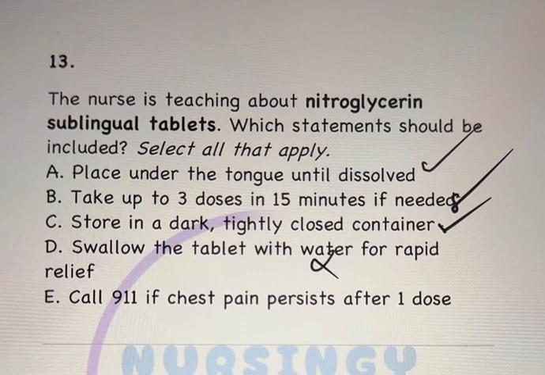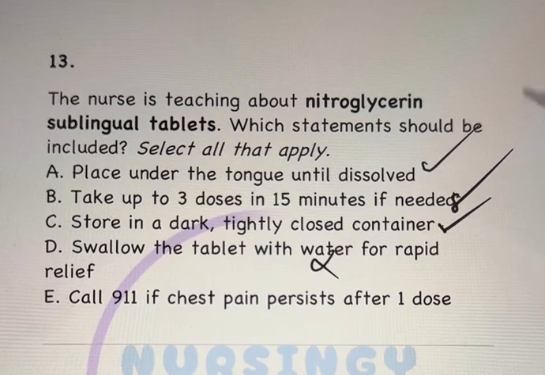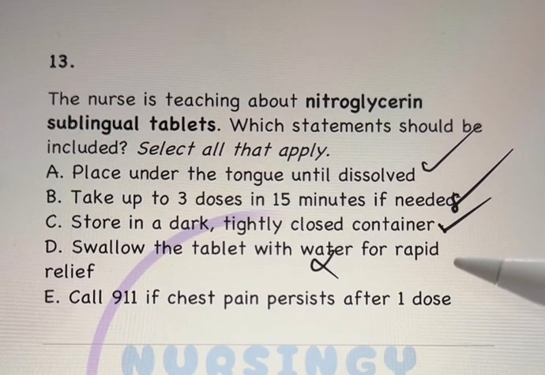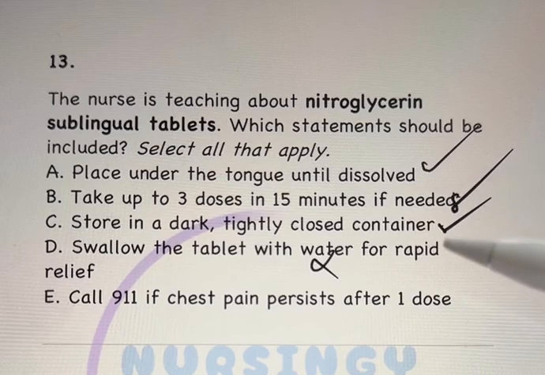Do we need to call 111 or 911 if chest pain persists after one dose? Is E yes? Yes, regardless of whether we still have two more doses. No, Pradeep, no. For safety concerns, safety is always essential. You don't want to wait for 3 doses first.